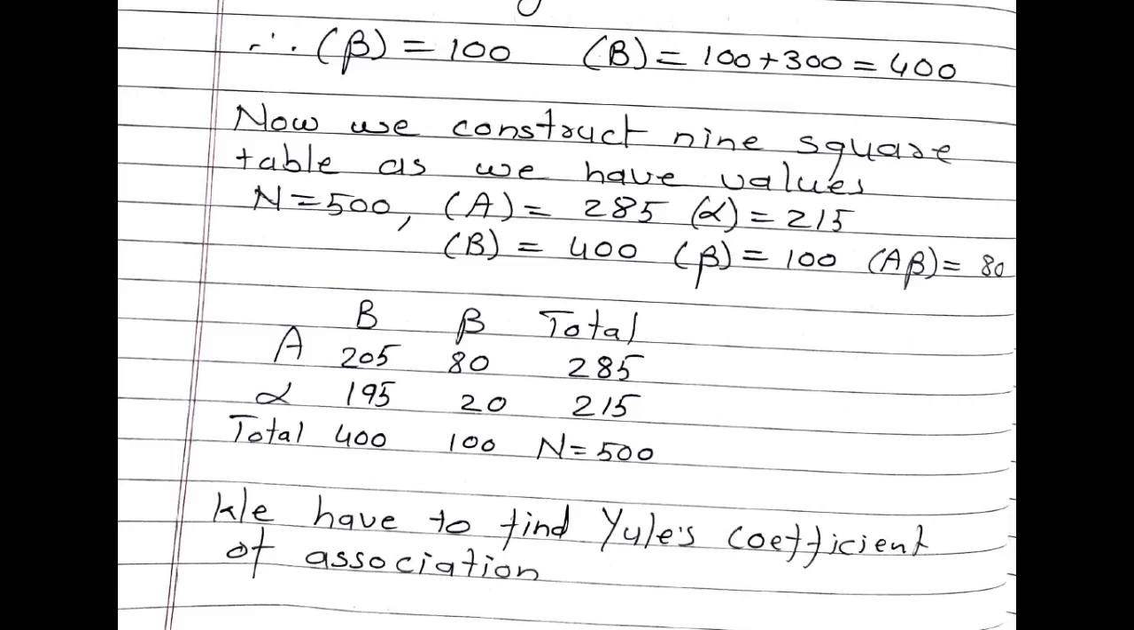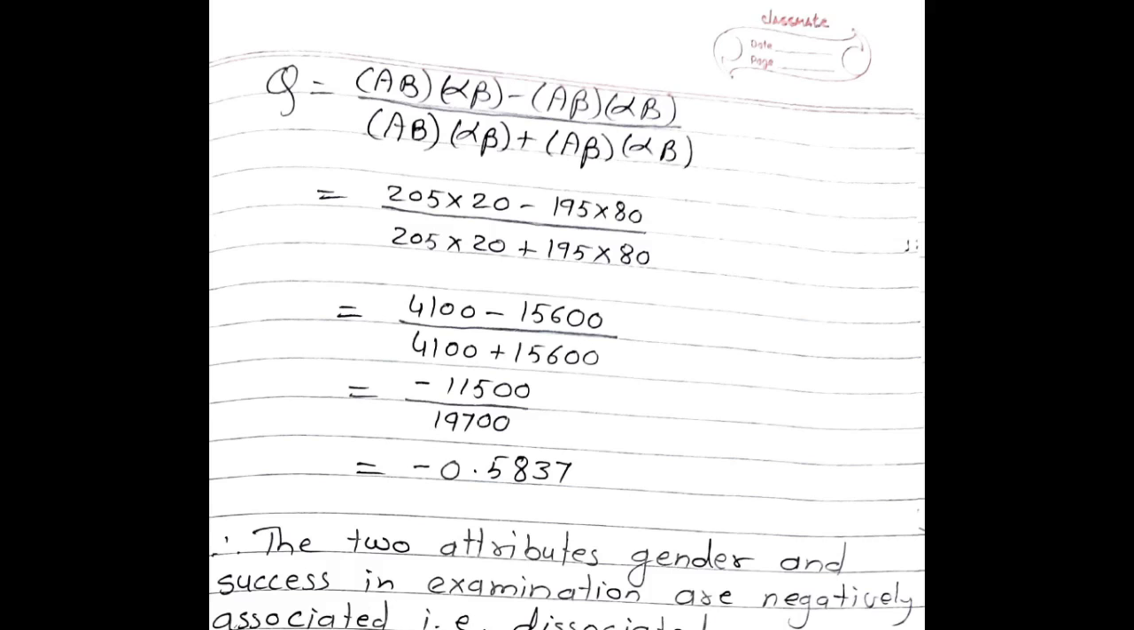Now we have to find Yule's coefficient of association. We will write the formula for Q is equal to AB into alpha beta minus A beta into alpha B divided by AB into alpha beta plus A beta into alpha B. So value of AB is 205, value of alpha beta is 20, value of A beta is 195, value of alpha B is 80. So 205 into 20 minus 195 into 80 divided by 205 into 20 plus 195 into 80. So solve it further.